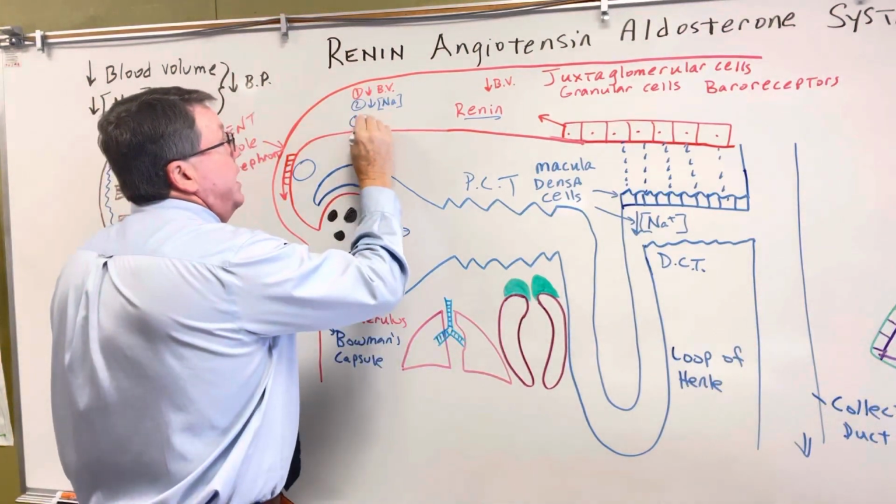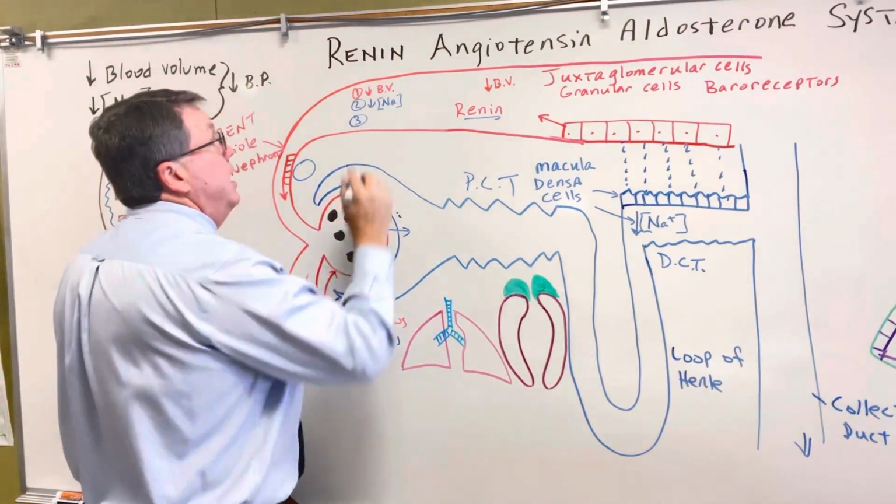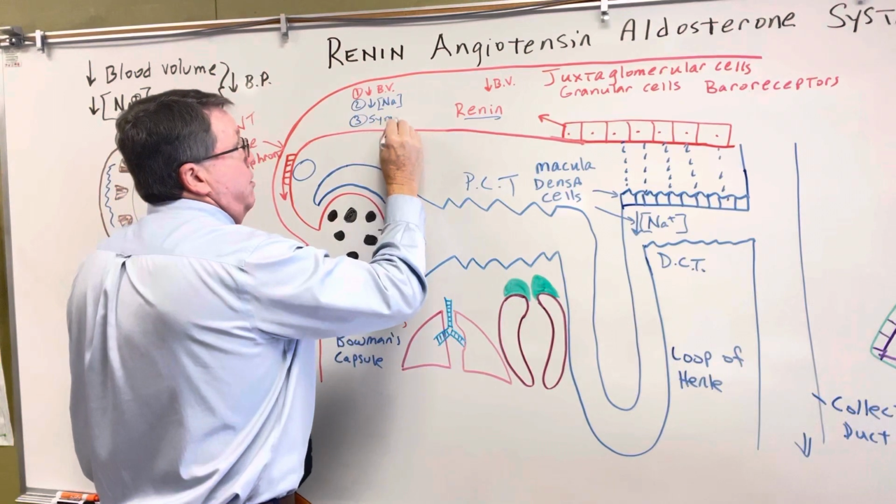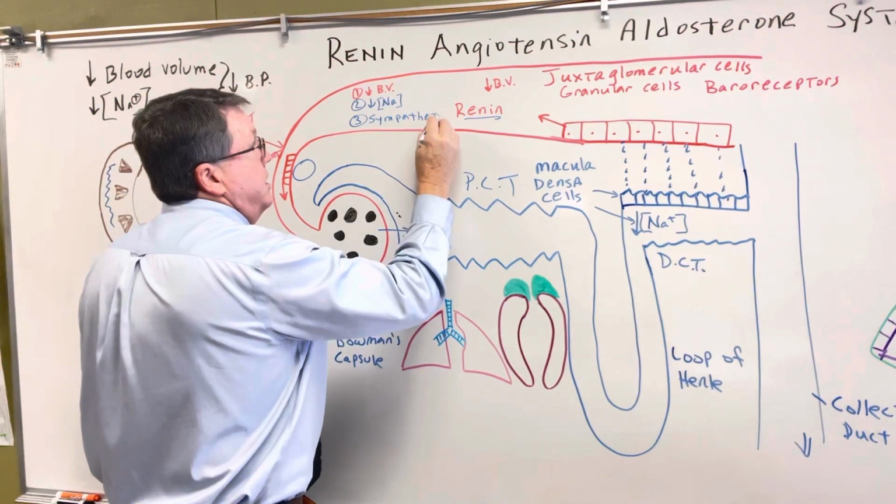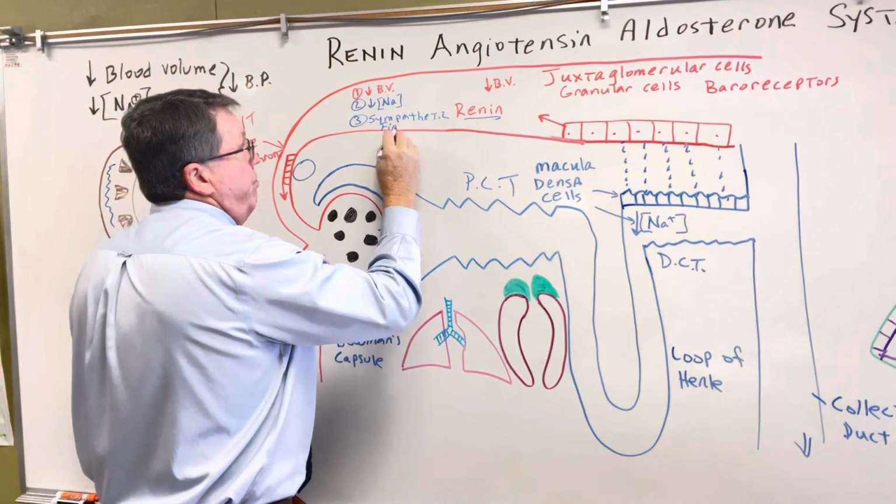And then the third thing that's going to cause the secretion of renin is our sympathetic nervous system, when we're in conditions of fight or flight.